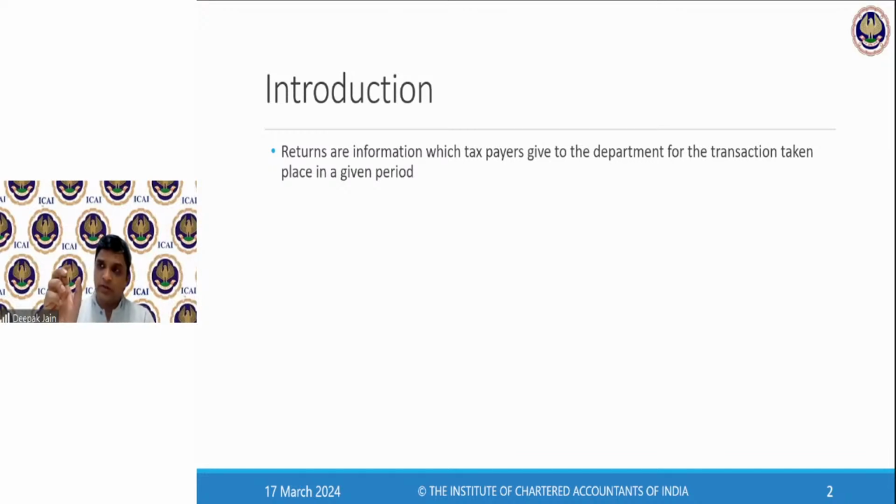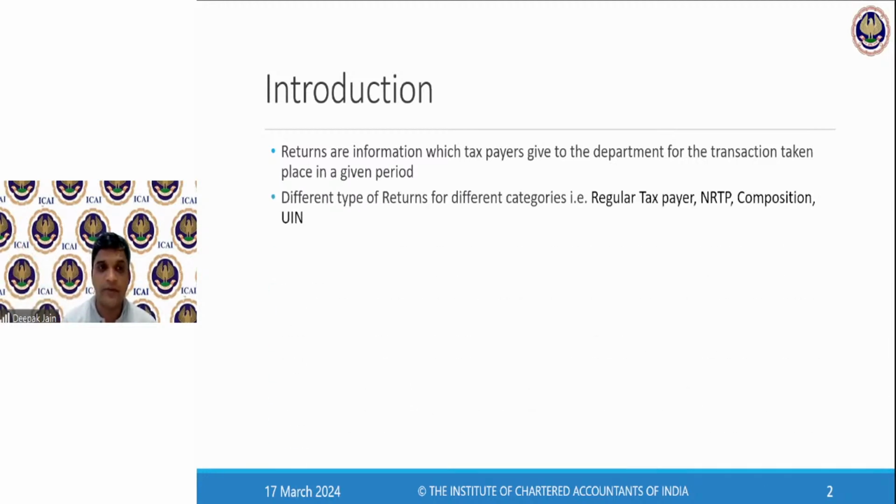Now, that particular period could be monthly, quarterly, or yearly. Based on your categorization, it could be a monthly filing, a quarterly filing, or an annual filing. There are different types of returns for different categories of people. For a regular taxpayer, it is different. For an NRTP, it is different. For a composition dealer, it's different. And for a UIN holder, it is different.